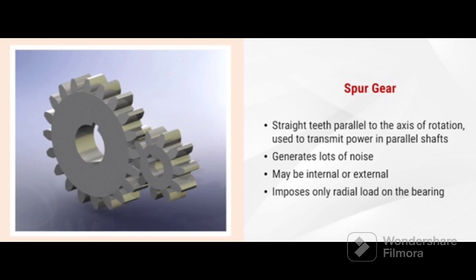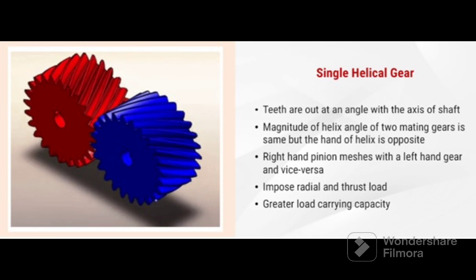Let's learn about single helical gears. First, in helical gear, teeth are cut at an angle with the axis of shaft. Second, the magnitude of helix angle of two mating gears is same but the hand of helix is opposite. Third, a right hand pinion meshes with a left hand gear and vice versa.